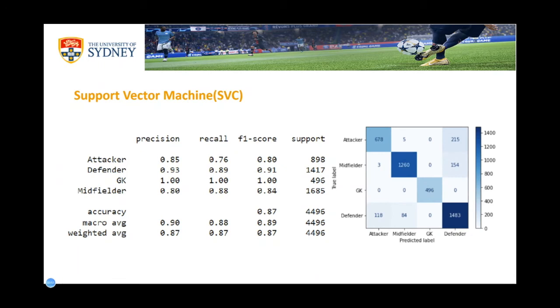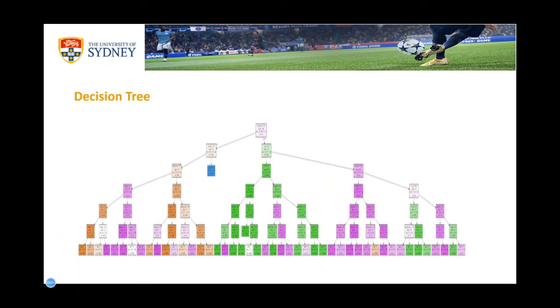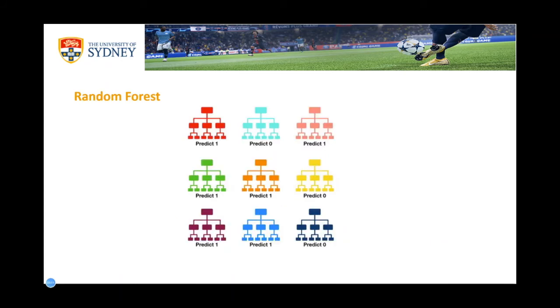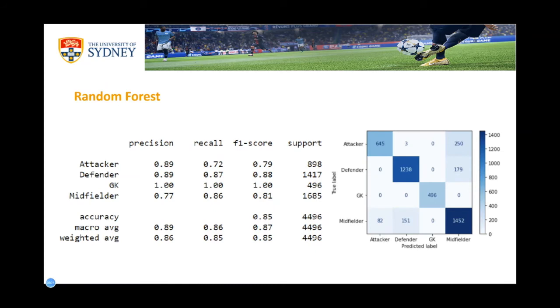The second one is support vector machine. The accuracy is higher than the previous one, reaching 0.87. And the third model is decision tree. The decision tree's prediction accuracy is a little bit lower than the previous 2. The last one is the random forest. The random forest is the combination of a lot of individual decision trees, and that's why its accuracy is a little bit higher than the previous one.